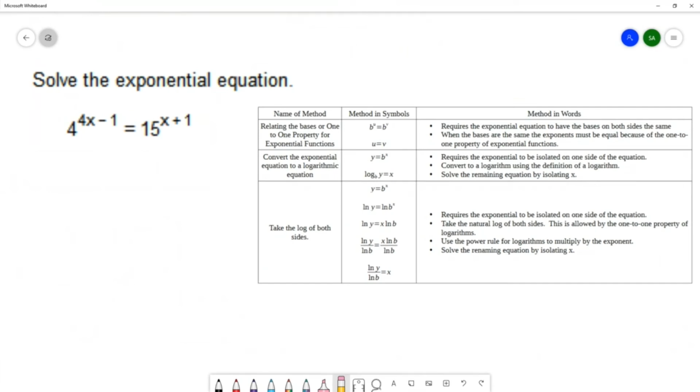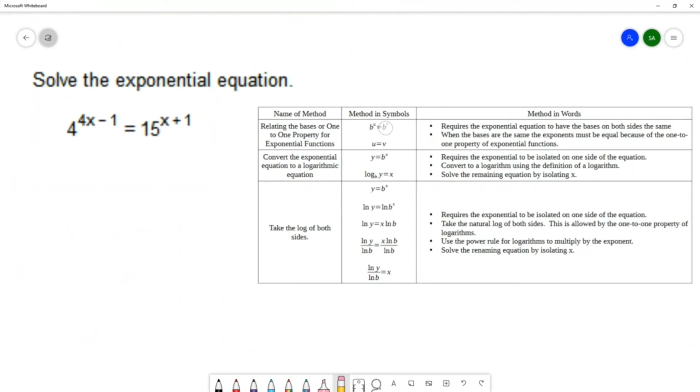So the first one, your book calls relating the bases, and other places call it the one-to-one property for exponential functions. So this method requires you to have the same base on each side of the equation, and then you can simplify by setting the exponents equal to each other. If you look at our example, we have a base of 4. You could change that to be a base of 2. 4 is 2 squared. However, the other side is a base of 15, and there's not really much we can do to change the base on this side because it's not a base to a power. So the first method will not work for us because we're not able to make the bases the same on both sides.